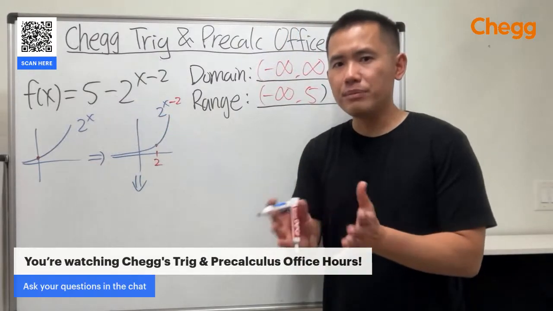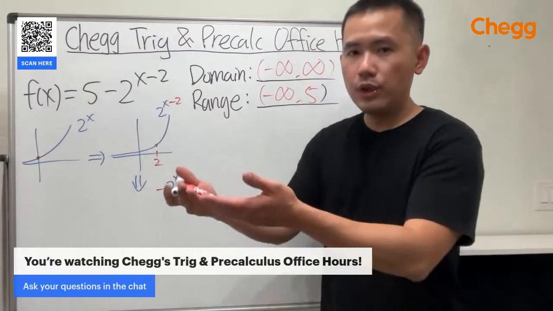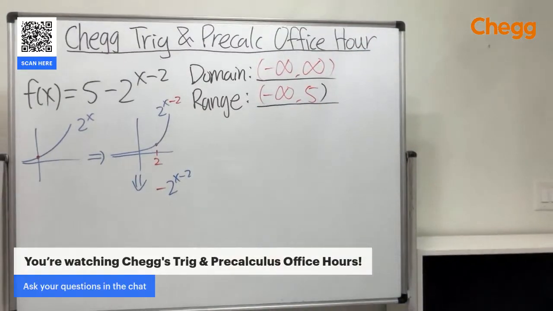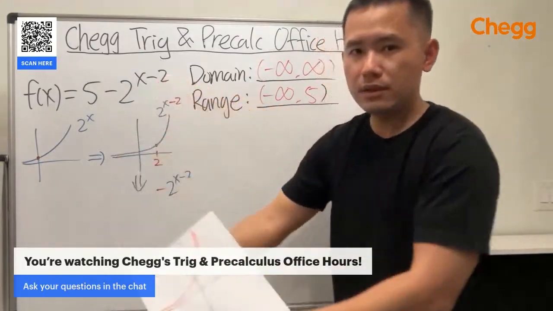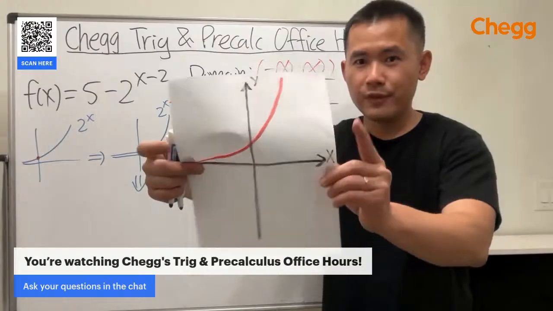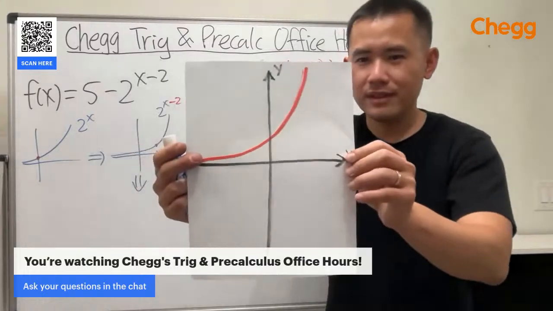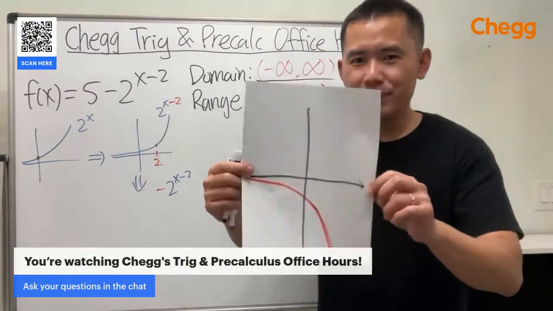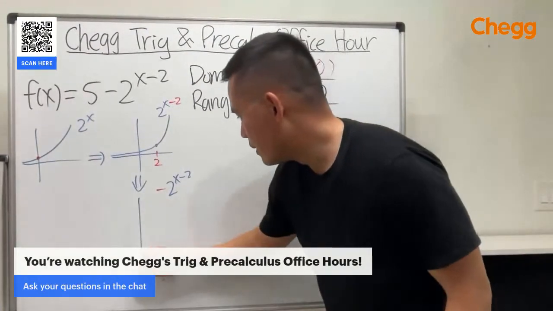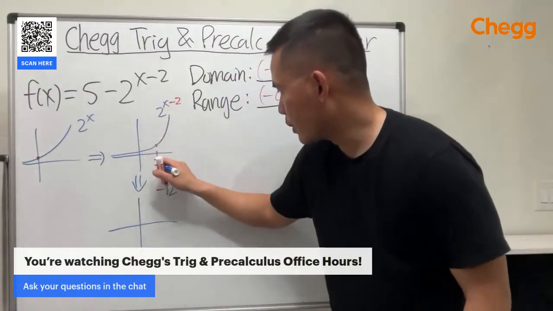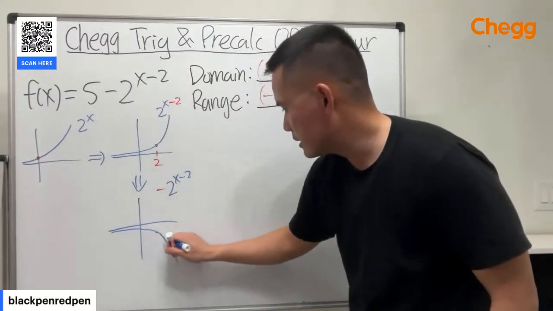When you multiply the function by a negative, if you get negative 2 to the x minus 2, you're just going to flip the function upside down. And then it's like this. You have the exponential function. Flip it upside down. That's what you get. Exponential function, multiply a negative, flip that upside down. All right? So this point will be down here, and then the graph looks like this.